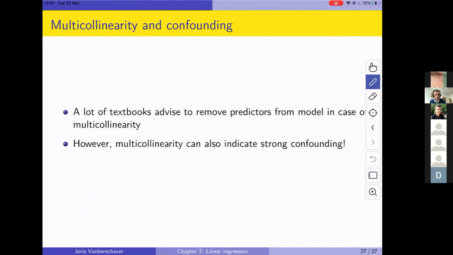One last thing: there's sometimes advice to say, if you have strong multicollinearity, just throw away predictors. That can sometimes work, but it can also be a manifestation, an illustration, of strong confounding, where you have something in the background that influences two things at the same time. Depending on what you're trying to model, you have to decide: do I have confounding, and do I want to include both in my model, even though they are correlated, and maybe look for the thing that causes both, or do I want to ignore one or the other?